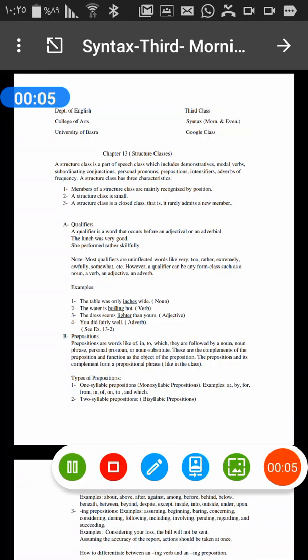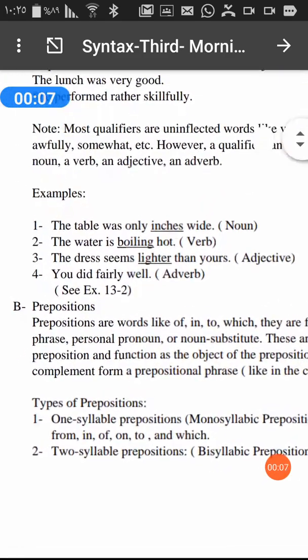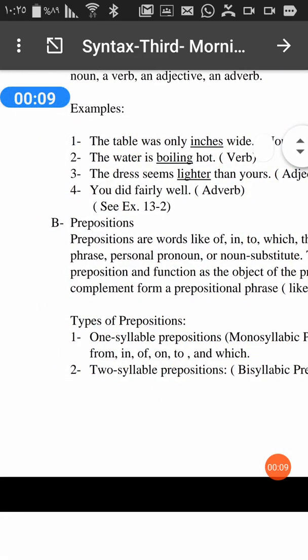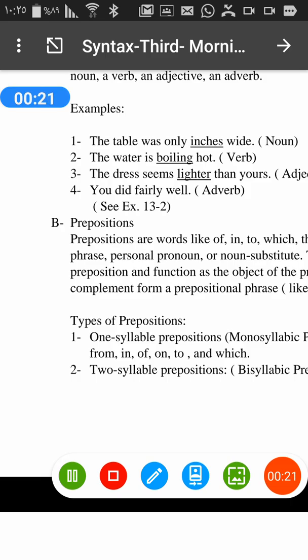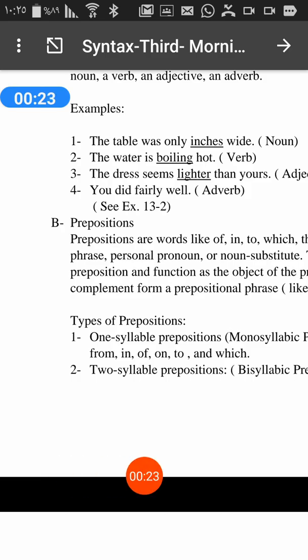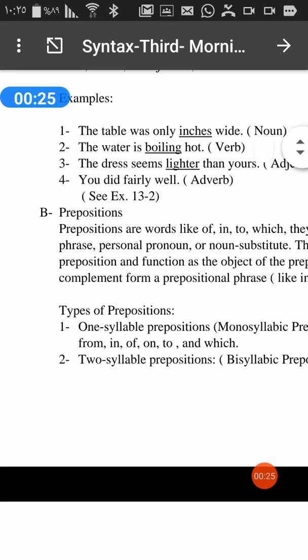Now we talk about section B, which is prepositions, حروف الجر. So first of all, we are going to define prepositions.